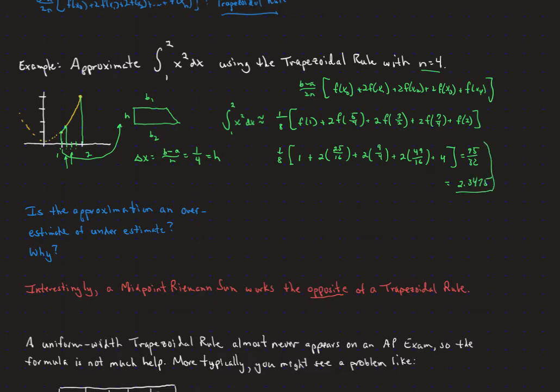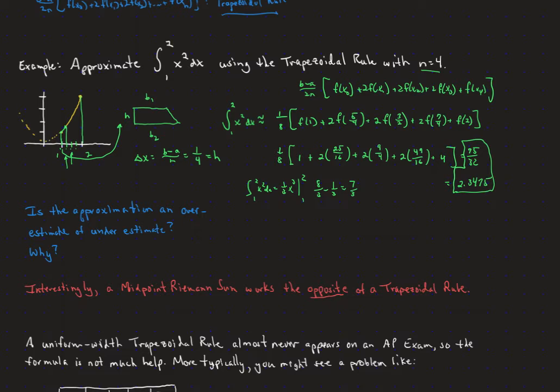2.3475. So either of those answers will work for our trapezoidal rule approximation. Now, we could actually do this one because we could say the integral from 1 to 2 of x squared dx is going to be 1/3 x cubed going from 1 to 2. So 2 cubed is 8/3 minus 1/3, which is going to be 7/3.